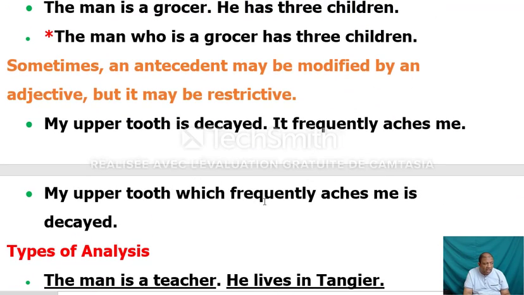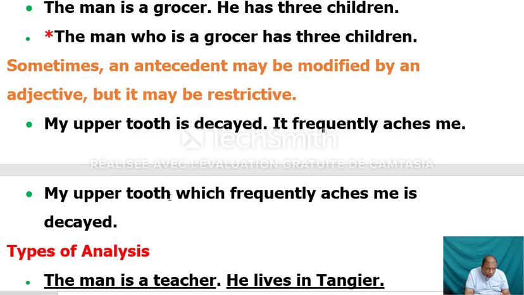Sometimes an antecedent may be modified by an adjective, but the clause may still be restrictive. I have spoken about the case of first, second, when we have an ordinal. But here, I'm having upper tooth. How many upper teeth do you have? You have many. Which one are you talking about? You don't know. So even if here we have the adjective upper, it is restrictive. Why? Because upper is necessary there as an adjective, but it does not make the adjective clause clear.